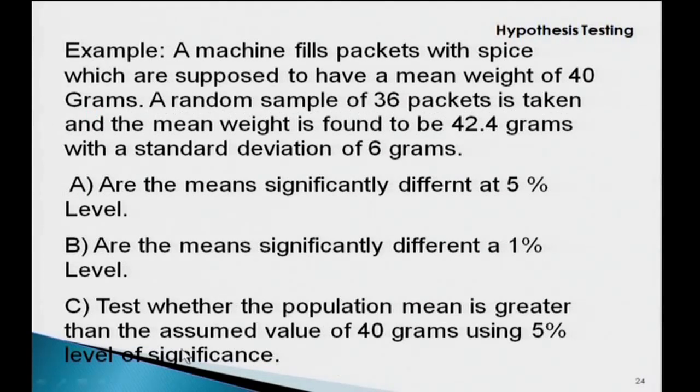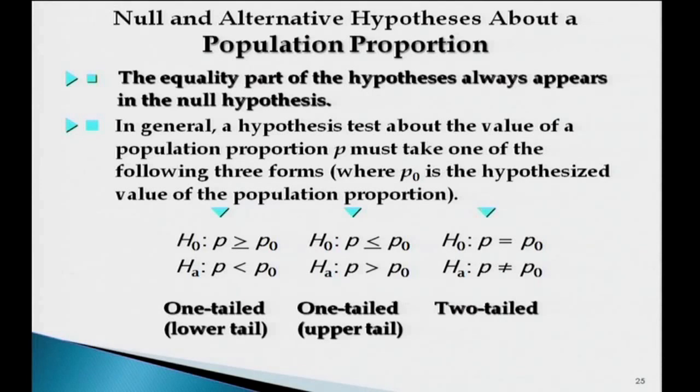Then third, he is trying to understand whether the population mean is greater than the assumed value of 40 grams using 5% level of significance. So, is it a two tailed or one tailed? Since his requirement is to understand whether it is greater than 40 or not, he is not interested in knowing the difference, he is only interested in knowing whether it is greater or not. So, therefore, this will be a one tailed test. Please finish it yourself.